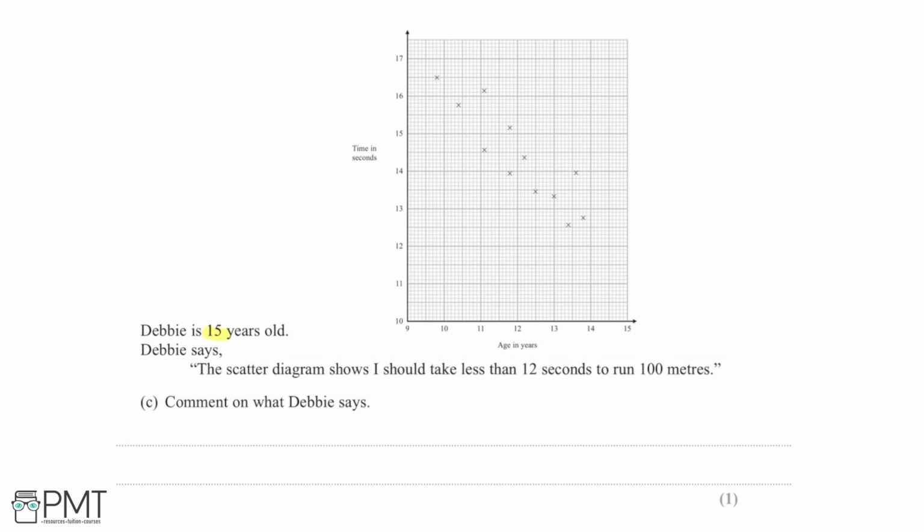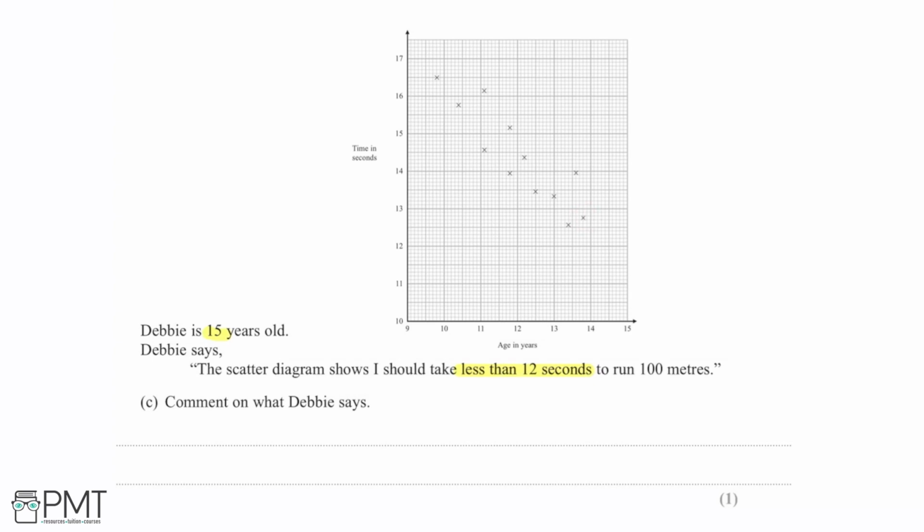So now in the final part of the question, we're told that Debbie is 15 years old, and that Debbie says the scatter diagram shows I should take less than 12 seconds to run 100 metres, and we're asked to comment here on what she said. So if I have a look at the age of 15 years old, and go up to about where we'd expect the general trend to carry on to, it would be somewhere around the 12 second mark.